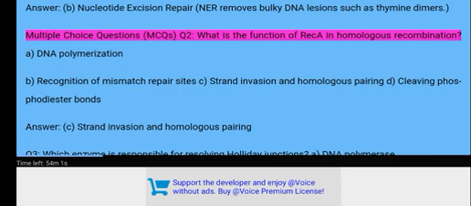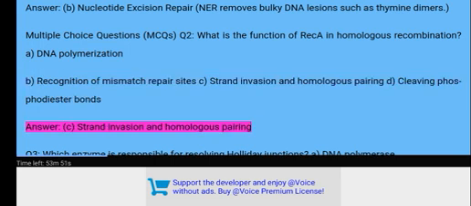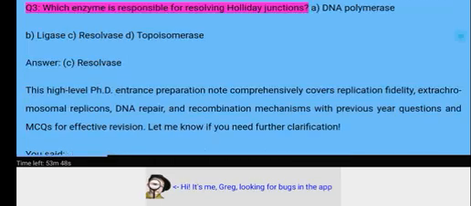Multiple choice questions, MCQs. Q2. What is the function of RecA in homologous recombination? A. DNA polymerization. B. Recognition of mismatch repair sites. C. Strand invasion and homologous pairing. D. Cleaving phosphodiester bonds. Answer: C. Strand invasion and homologous pairing.